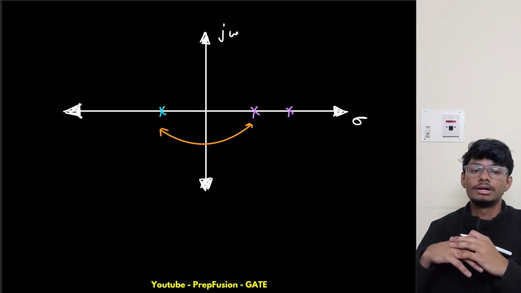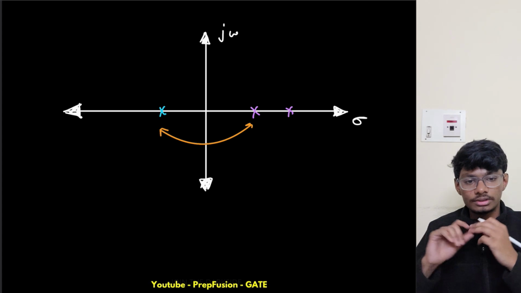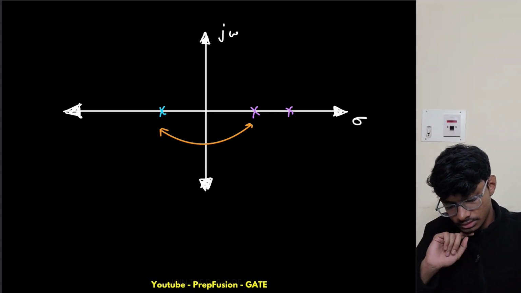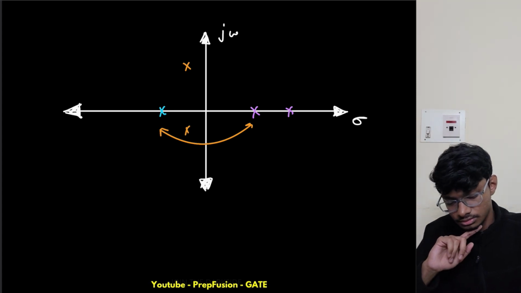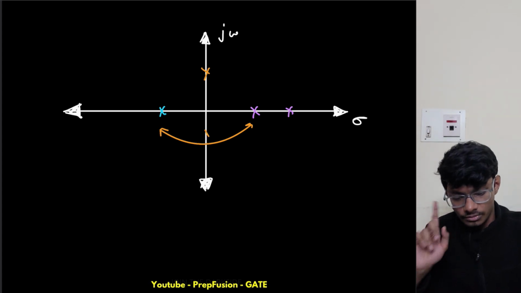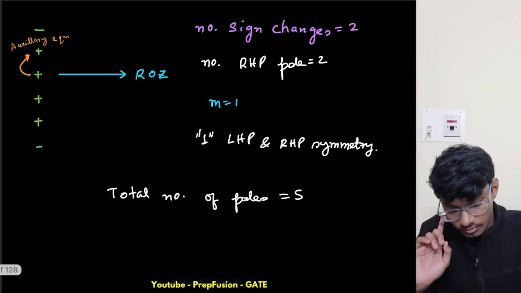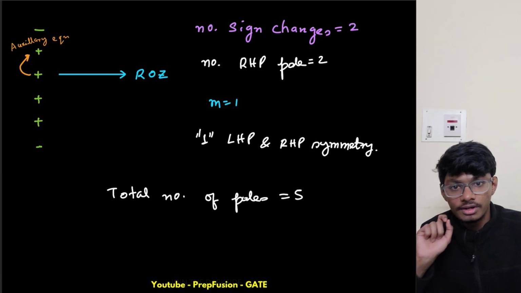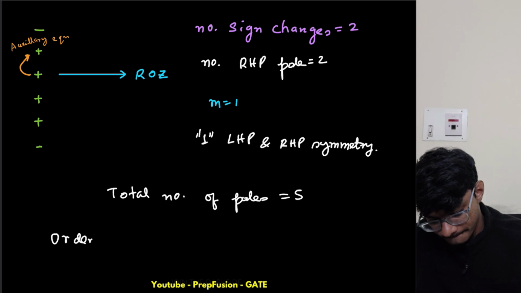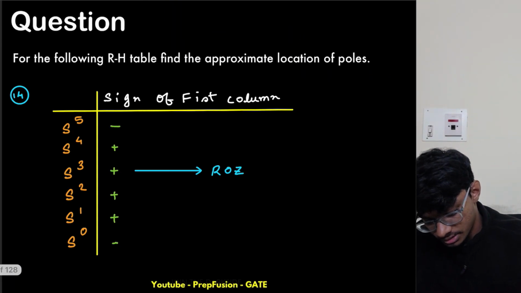Now where will my other 2 poles lie? The other 2 poles can either lie around here, or they can lie around here also. But what is the problem? The problem is from the auxiliary equation, right? What is the order of the auxiliary equation? This is basically s to the power 4. So I should write this one also here, else you'll get confused.